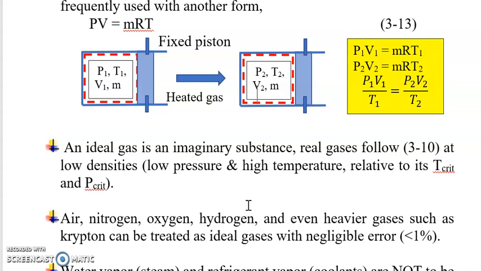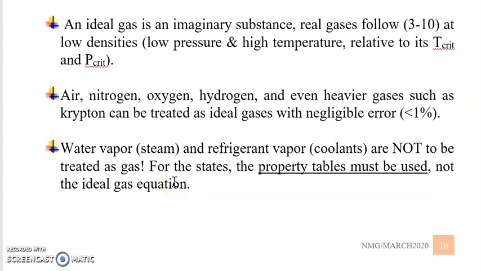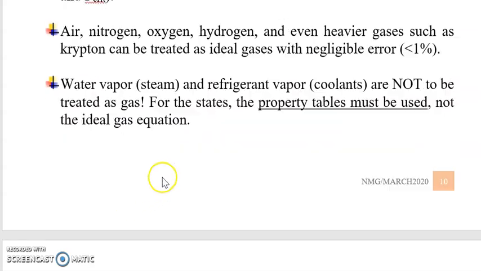But an ideal gas is an imaginary substance. It doesn't exist. Real gases follow 3.10 at low densities, low pressure, and high temperature relative to their critical temperature and critical pressure. Air, nitrogen, oxygen, hydrogen, and even heavier gases such as krypton can be treated as ideal gases with negligible errors, less than about 1%. Water vapor and refrigerant vapor like R134a coolants are not to be treated as ideal gas. So for these properties, you need to check the property tables. They must be used. You cannot use the ideal gas equation.